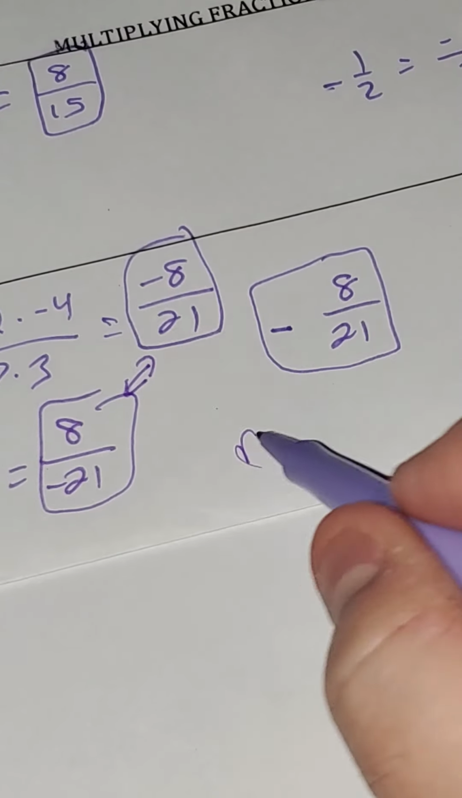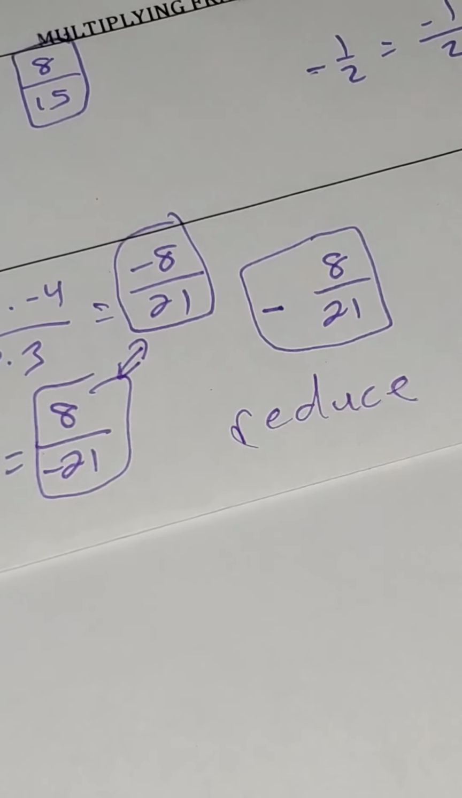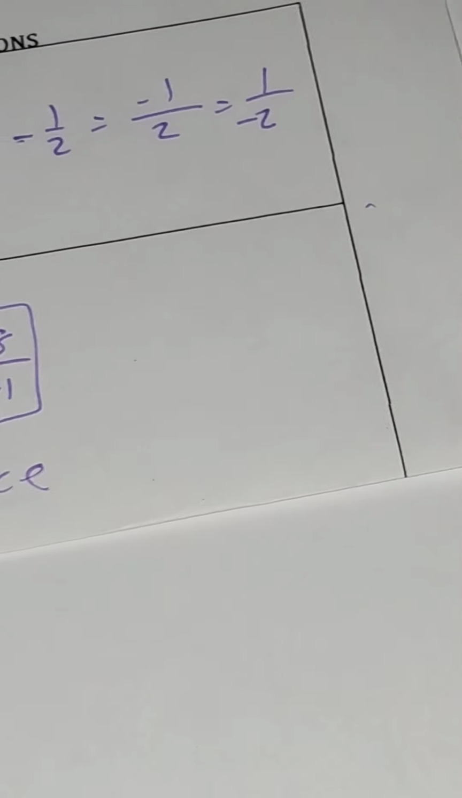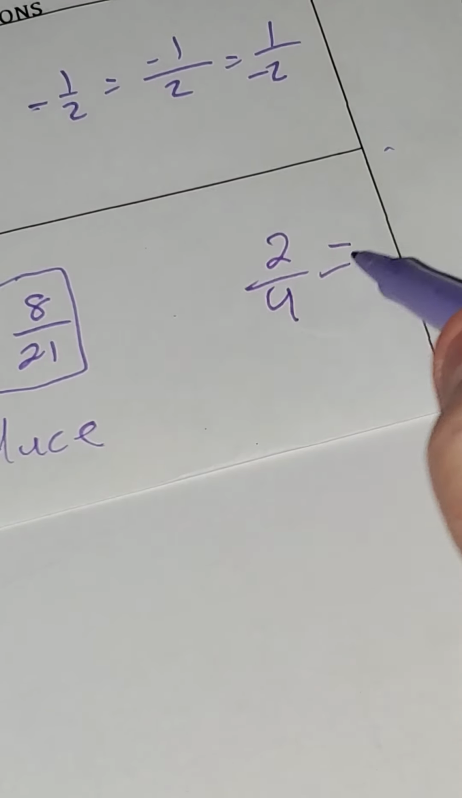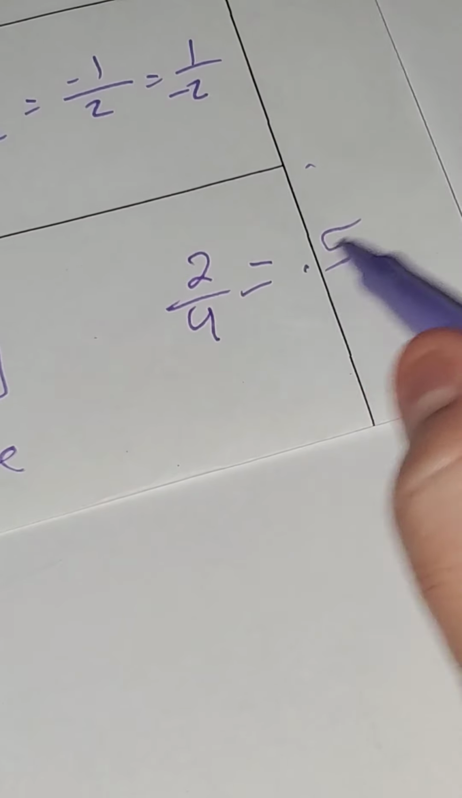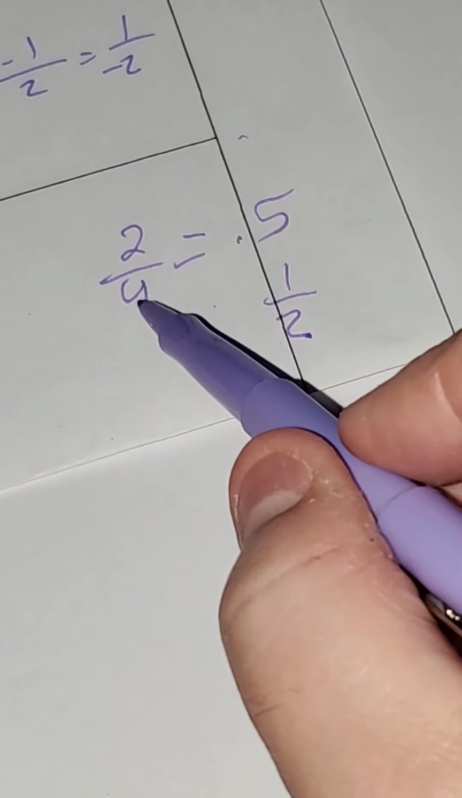Okay. Again, one of the words you're going to hear here soon is reduce. If we have something that can reduce, we need to work on that. I'll give you a quick example of that. If you put 2 over 4, or 2 divided by 4, in the calculator, you would get 0.5. 0.5 as a fraction is 1/2. Okay. Notice that 2 over 4 is the same as 1 over 2.